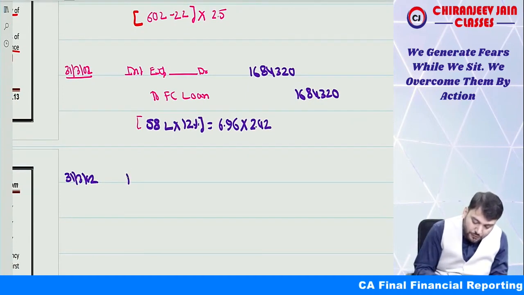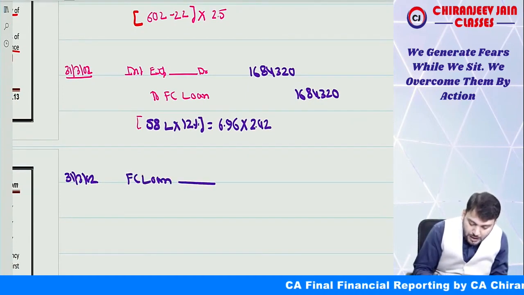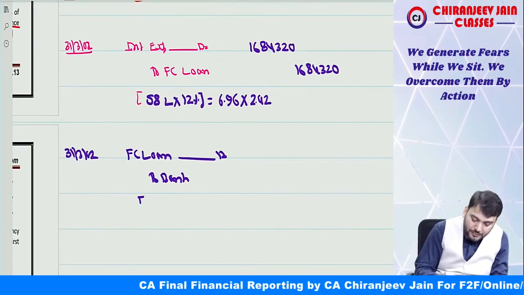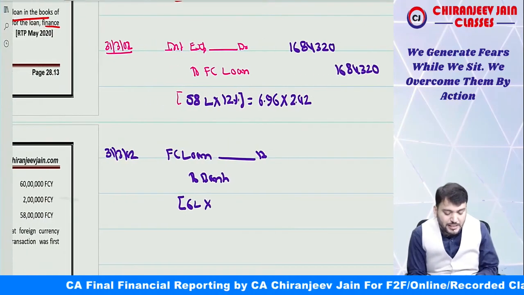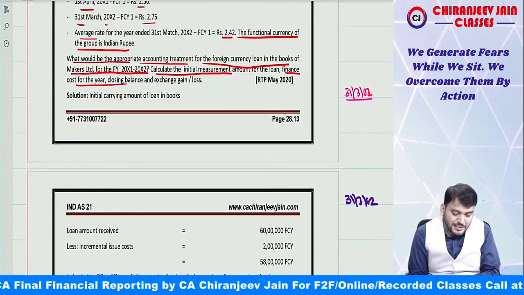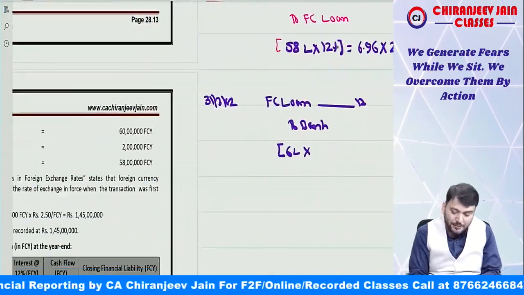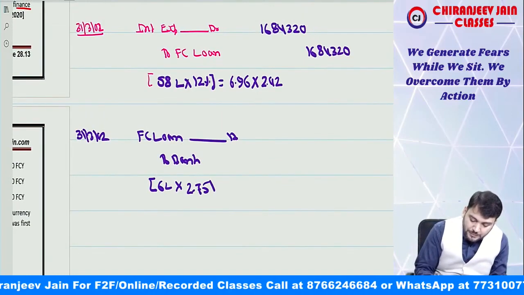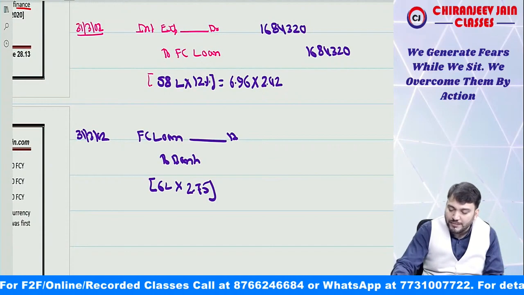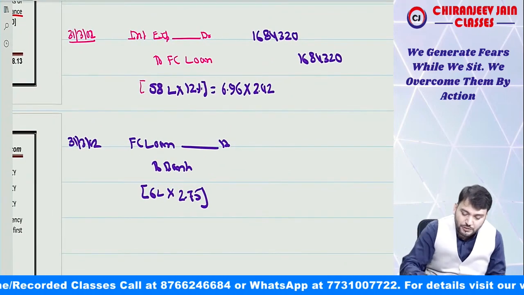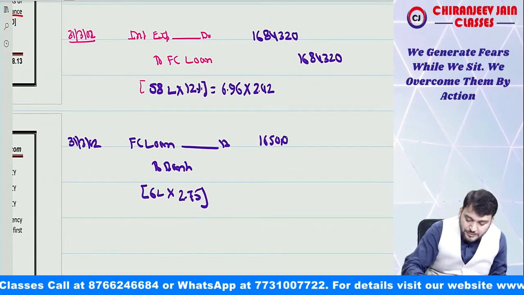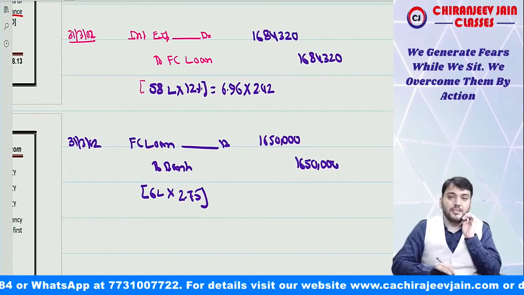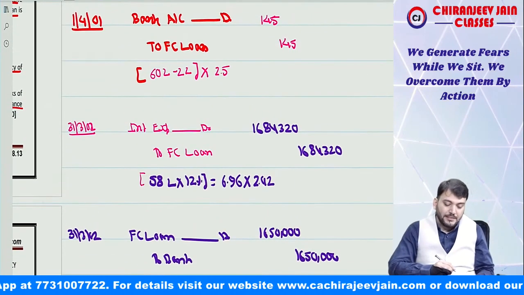So what journal entry? Foreign currency loan account debit to bank. So what is the contractual payment? 6 lakh, and this was paid on closing date. So we'll apply closing rate. Closing rate is 2.75. So 6 lakh into 2.75 is 16 lakh 50,000. So 16 lakh 50,000 has been paid. Understood this point? Yes, sir.